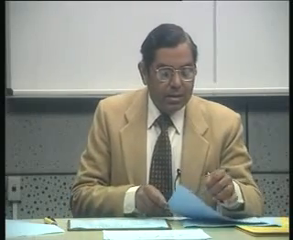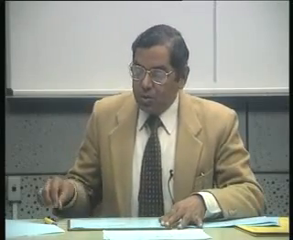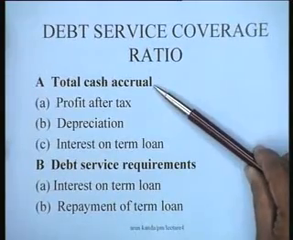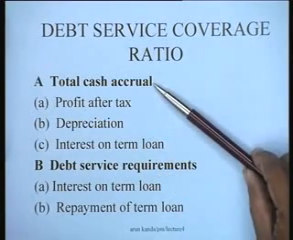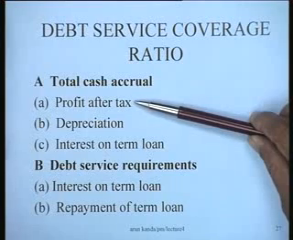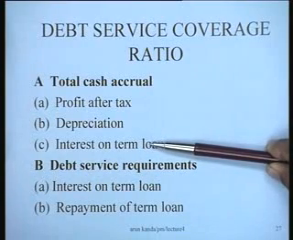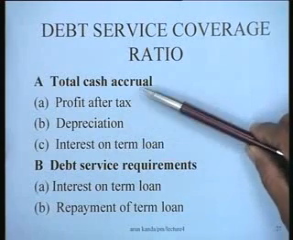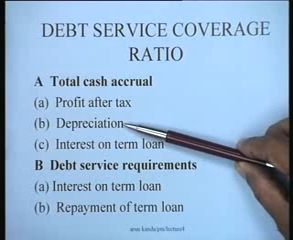Let us now look at the debt servicing capability of a project, which is a very important aspect too. When one talks about the debt service coverage ratio, there are two things which are important here: the total cash accrual and the debt service requirements. The total cash accrual is determined by computing the profit after tax, adding to it the depreciation and the interest on the term loan which you are going to pay. Once you have all these things added up together, you get the total cash accrual. You see, depreciation is added back because you have deducted depreciation to compute your taxable income, right?